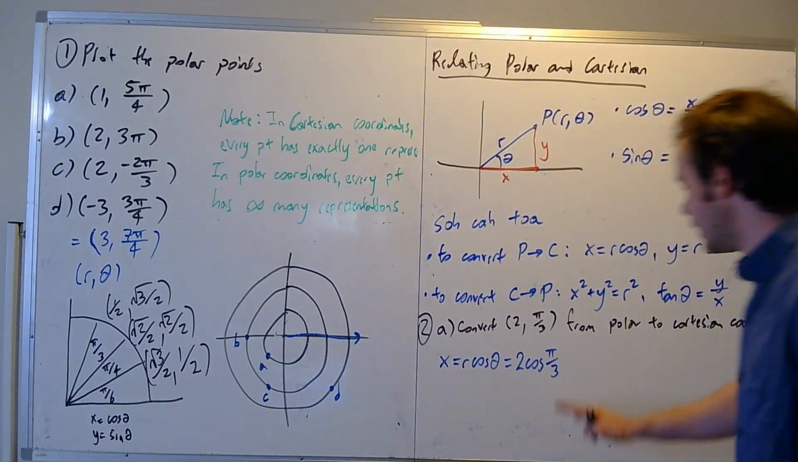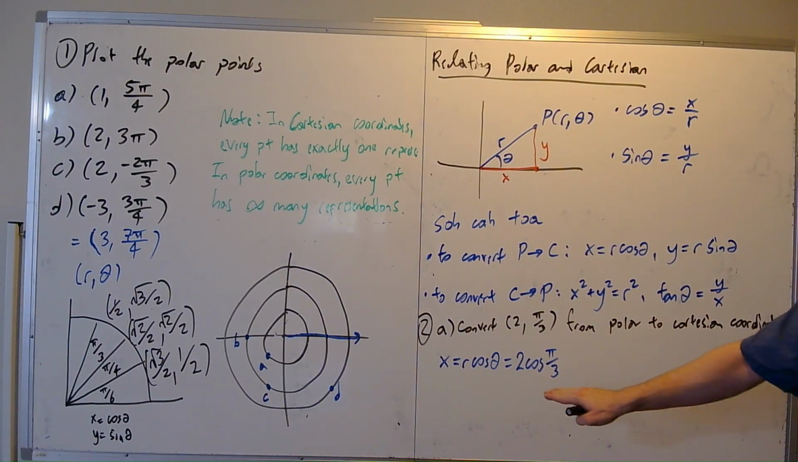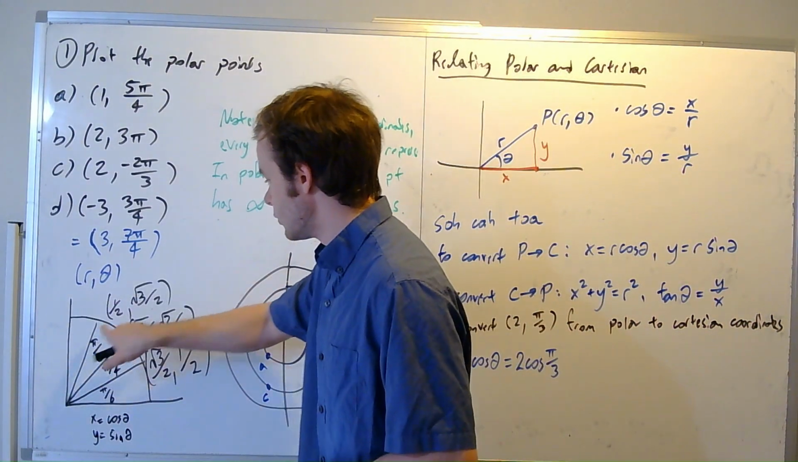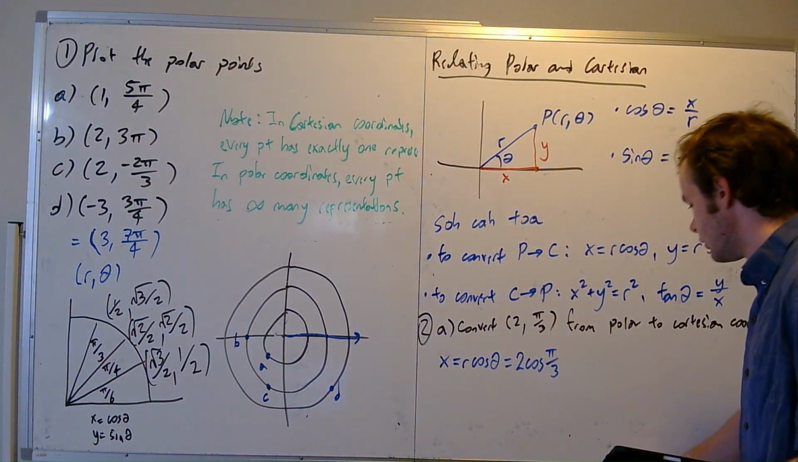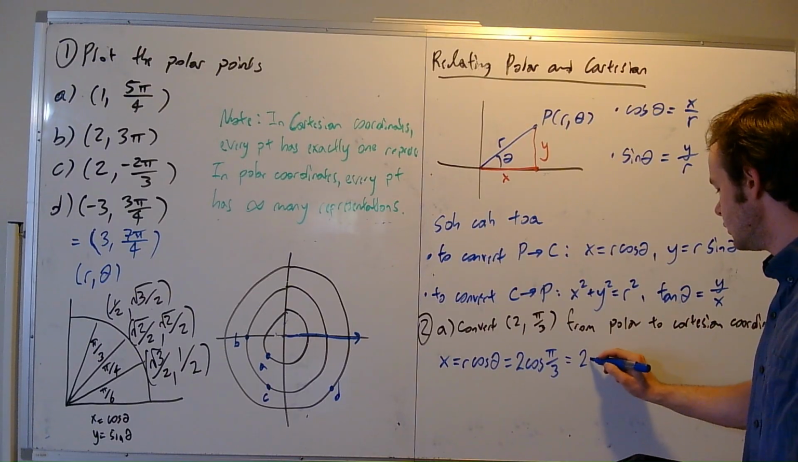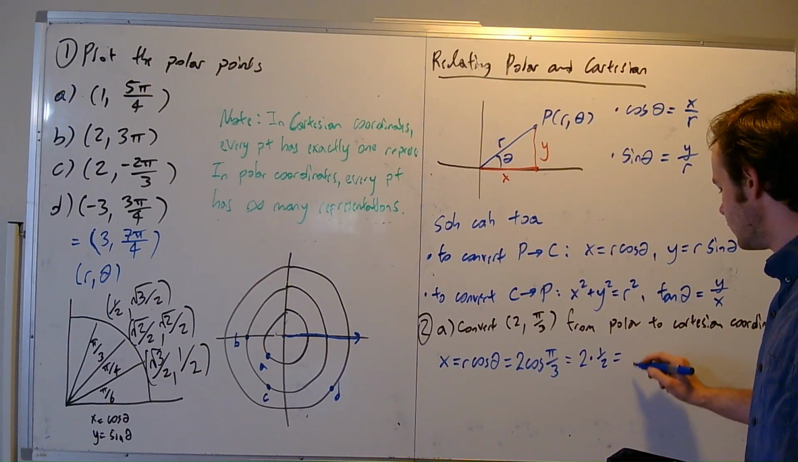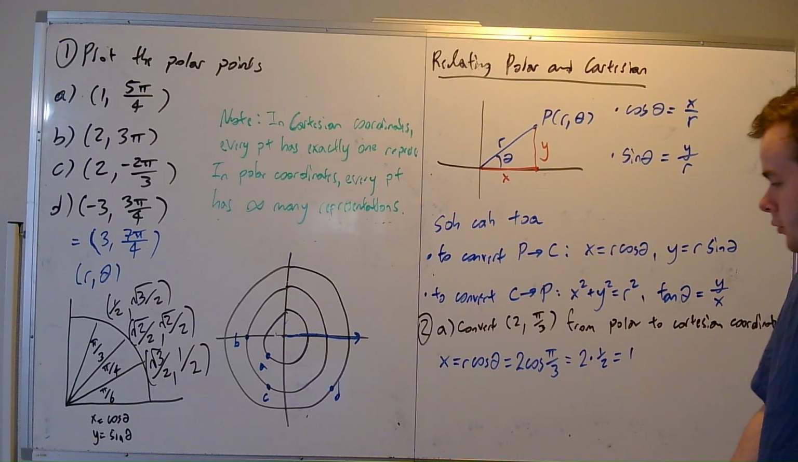Okay, so now we're trying to find cosine of pi over 3. So we look at the angle pi over 3 and we look at the x value. That's 1/2. So that tells us our answer there. So this is 2 times 1/2, which is equal to 1. And now we just need to find the y value.